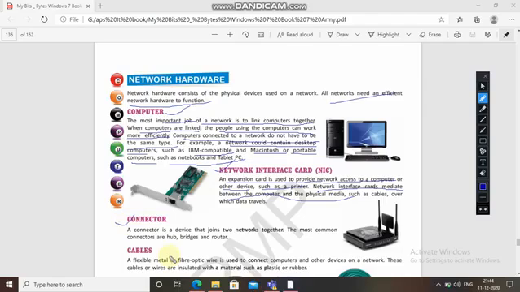Now we have connector. A connector is a device, as the name itself says, used to connect, that joins two networks together, and the most common connectors are hub, bridges, router. Remember this: hub, bridges, router are the connectors which connect the devices with the network. So these are very much helpful. We will see about them also if it is given in your book.